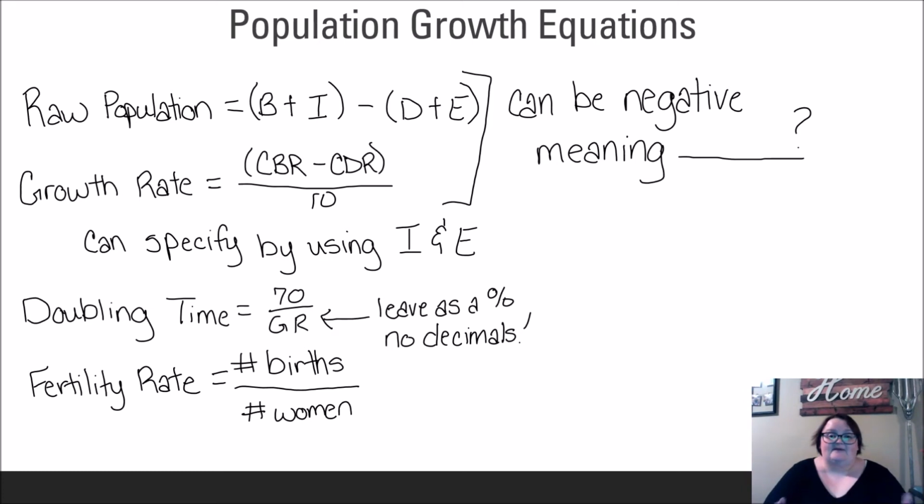Also, doubling time cannot be a negative number. Typically, if a population has a negative growth rate, doubling time is not calculated. Lastly, you have fertility rate, which is simply the number of births divided by the number of women in a population. You should be familiar with these and be able to apply them not only in your labs and class tests, but also on the AP exam.